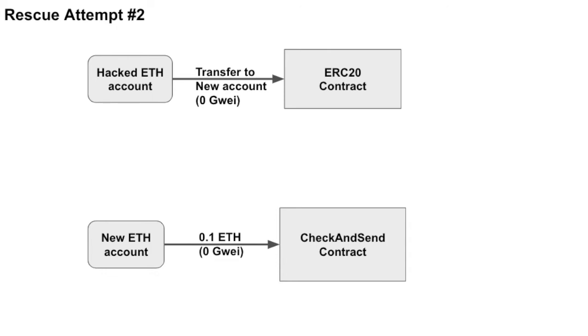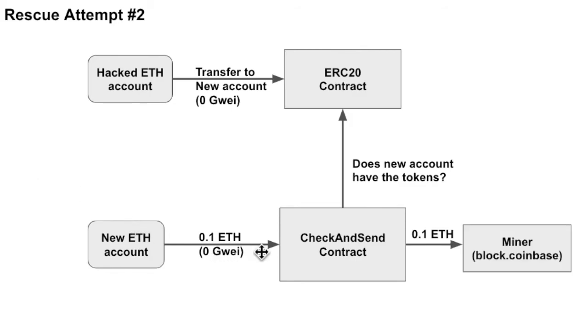Now, the miner needs to get paid somehow. They're not going to include your transactions for free. So we'll include a second transaction that comes from an account that is different, that has ETH in it already. And again, it's going to run at 0 gas price, but it's going to include a little bit of value, ETH value, in the same way you might transfer value from one wallet to another. And it's going to call a special contract, which is designed to check that a behavior has happened on the blockchain, in this case, that tokens were indeed moved to a new account, and only if that was the case, transfers the value that came into it to the miner, to the block.coinbase.